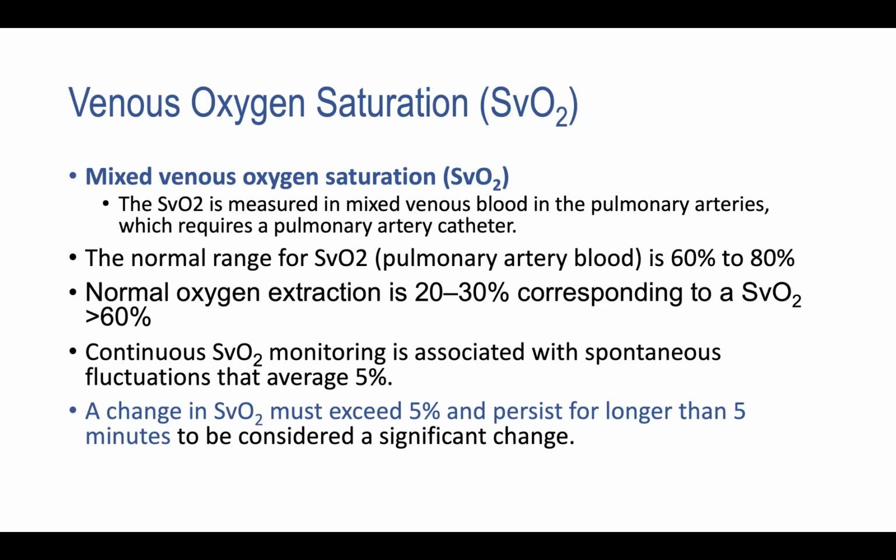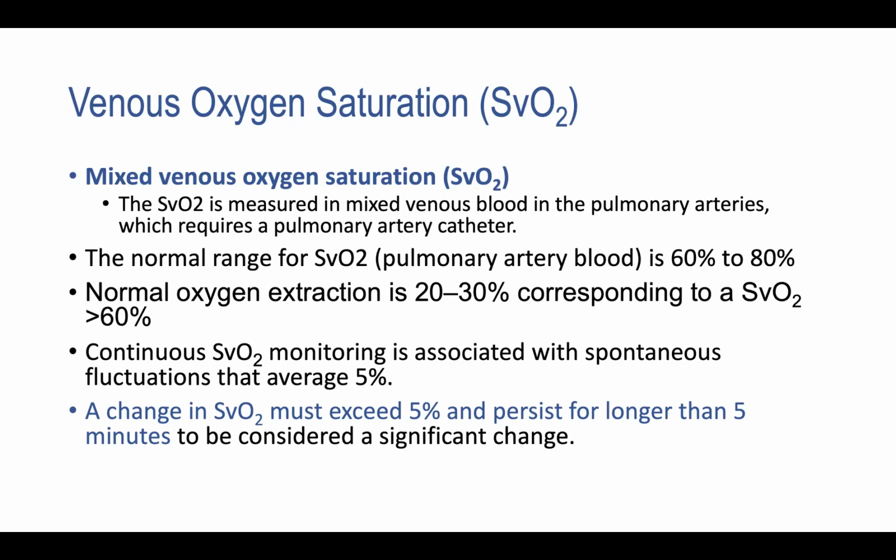So that's quite important because when we see that SvO2 goes down 10%, 12%, 20%, and doesn't recover for 5 to 10 minutes, that really tells us that we have a patient who is at risk. More on that a little bit later. So in general, when we are monitoring SvO2, what we will say is that it must exceed a 5% change and persist for longer than 5 minutes to be considered significant and perhaps requiring intervention.